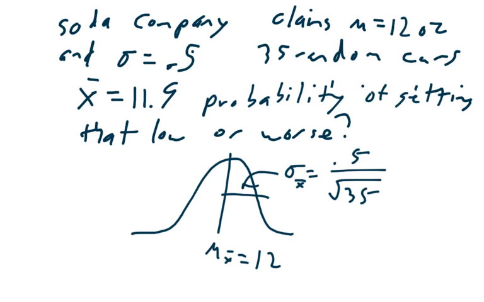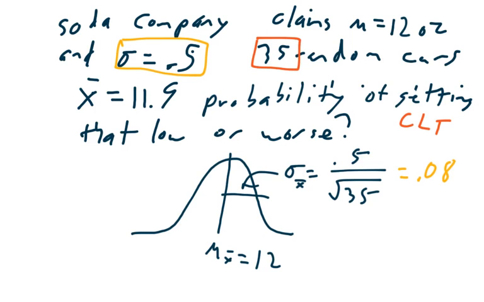Now the two reasons why we know it's normal is because we have 35, which means CLT, and the second thing is that they give us the standard deviation. We don't use the sample. So this turns out to be 0.08.